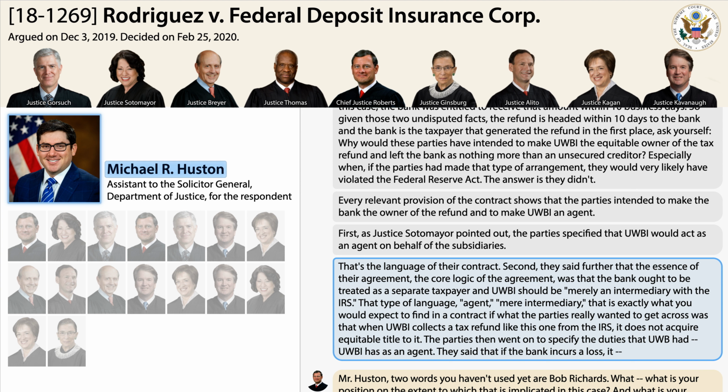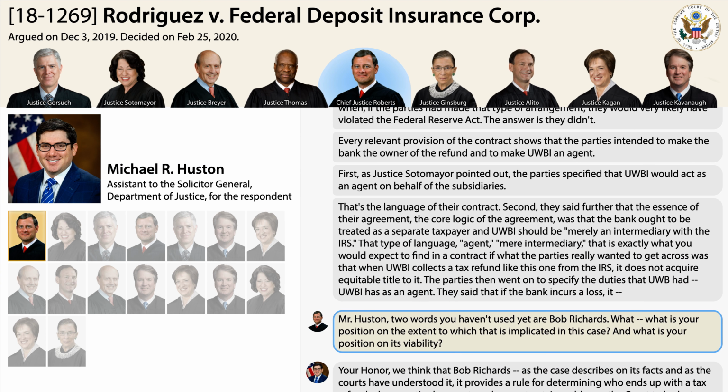The parties then went on to specify the duties that UWBI has as an agent. They said that if the bank incurs a loss, it is Mr. Huston, two words you haven't used yet are Bob Richards.